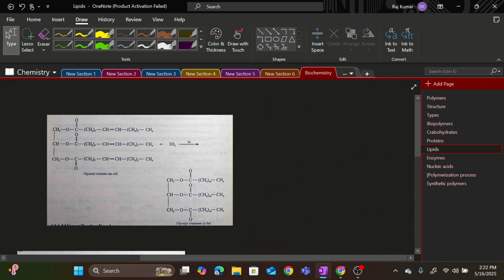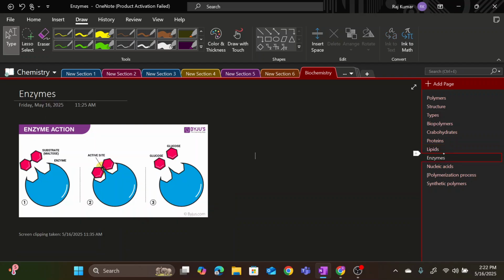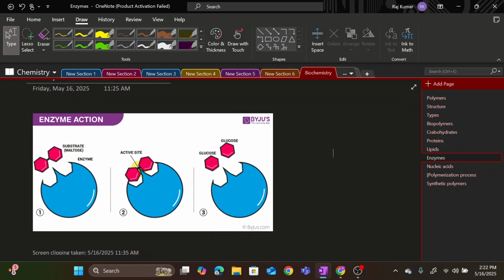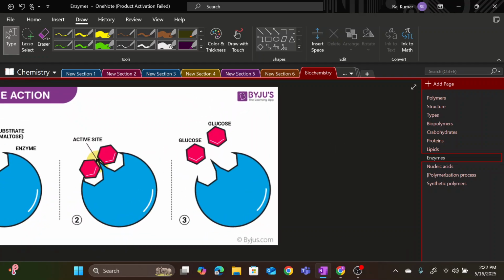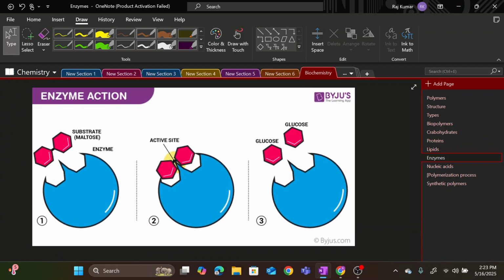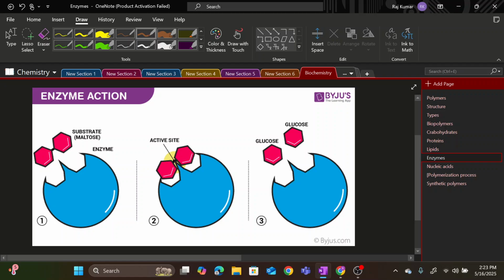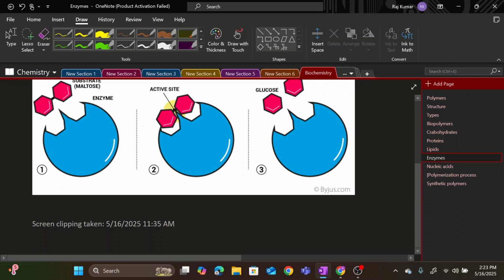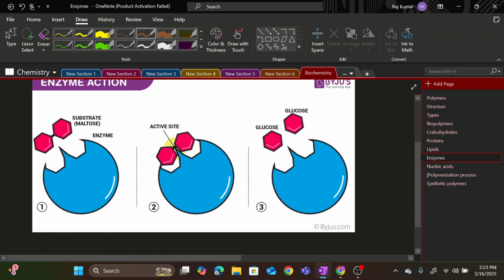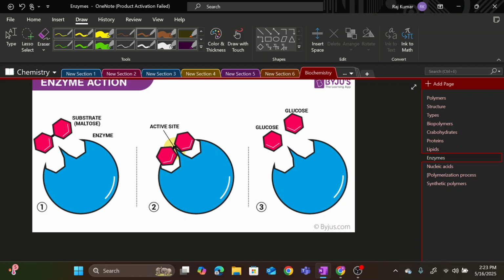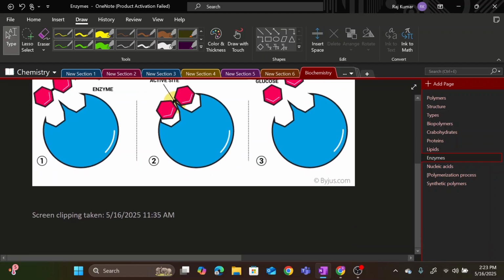Now let's move on to another important topic, which is enzymes. We have studied enzymes previously, and I'm just going to mention a few points about their action as a revision. When an enzyme acts on a substrate, it first attaches to the substrate to form an enzyme-substrate complex, then performs catalysis and forms an enzyme-product complex. Then the enzyme-product complex releases the products. This is how the mechanism works.